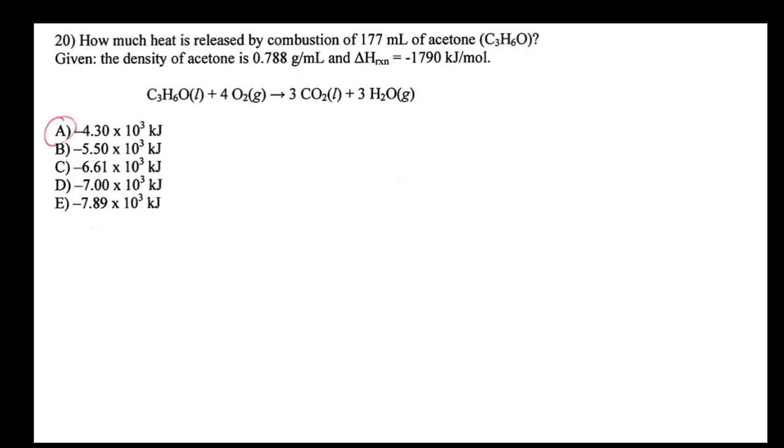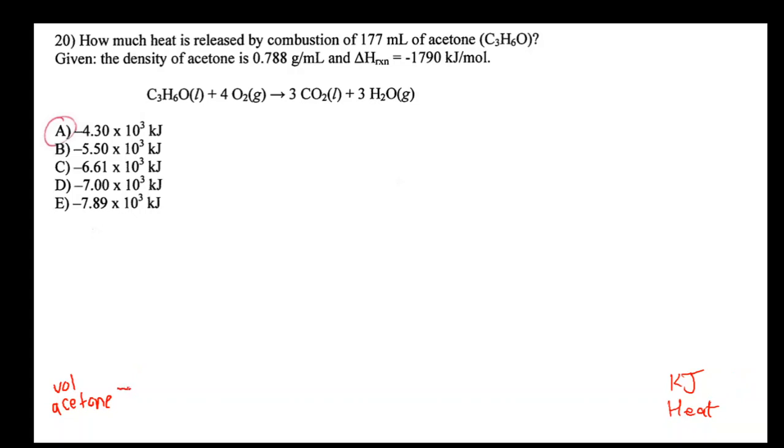Okay. How much heat is released by the combustion of 177 milliliters of acetone, given the density of acetone is 0.788 grams per milliliter, and the heat of reaction is negative 1790 kilojoules per mole? Okay. So looking at our roadmap here, our final thing we want is something in kilojoules of heat. And what we start with is a volume of acetone. So we need to figure out how to get from the volume of acetone to kilojoules of heat.